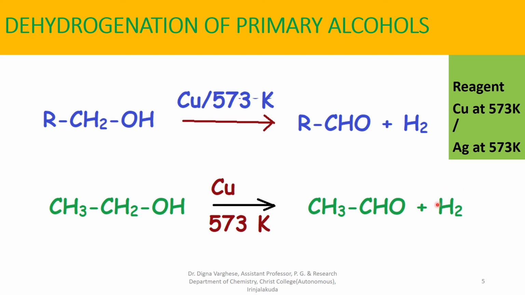So this is one preparation method for the formation of aldehyde, that is dehydrogenation of primary alcohols. Here you can see hydrogen is removed from the alcohol by passing the alcohol over heated copper or silver. So the alcohol is converted into aldehyde. This method is suitable for the dehydrogenation of volatile alcohols and is of industrial application.